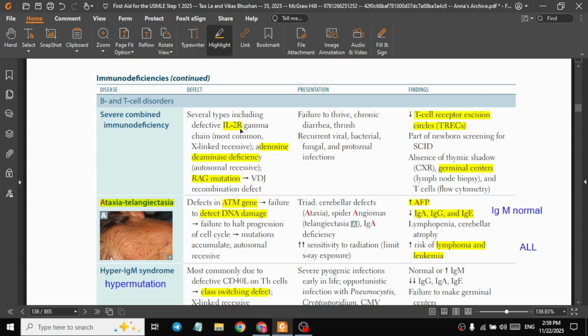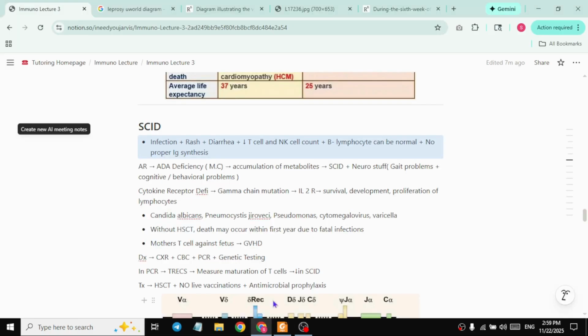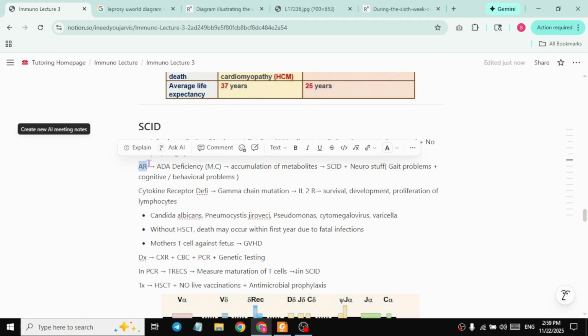Now, why is this happening? They've given you 3 reasons here. In First Aid, they've given you 3 reasons: IL-2 receptor, ADA deficiency, and then RAG mutation. Okay. Now, the most common one, and the one we're going to discuss first, is this ADA deficiency. Okay. As I said, the deficiency is because of autosomal recessive conditions, right? Recessive is just a common thing for deficiency. This leads to ADA not working properly, leading to accumulation of metabolites, right?